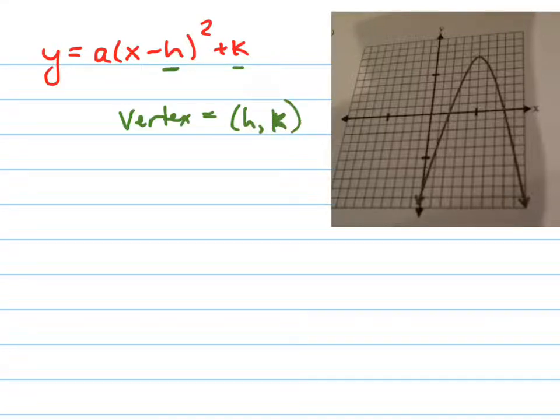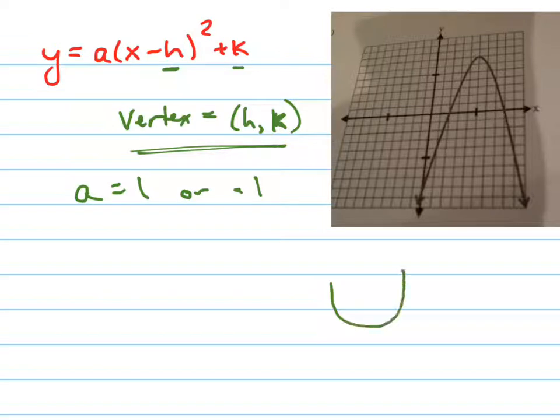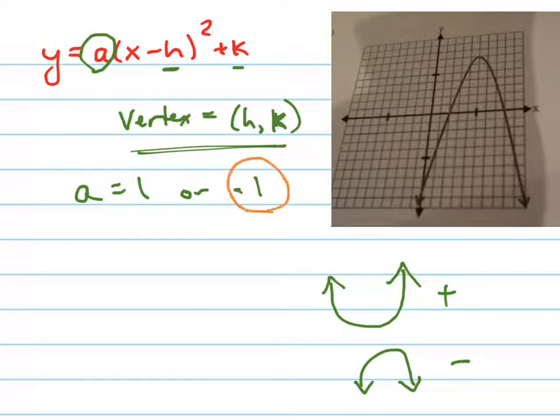So if I can only find what my vertex is, I can plug that in for h and k. This problem also told me to assume that a equals 1 or negative 1. Now remember, if the parabola opens upward, then the leading coefficient, a, is positive. If the parabola opens downward, then a is negative. So in this case, what's a going to be, positive 1 or negative 1? Negative. It's going to be negative 1 because it opens down. So I've got that much figured out.